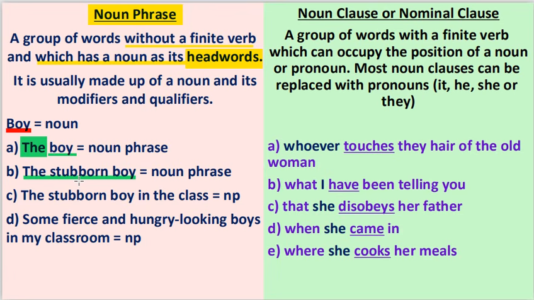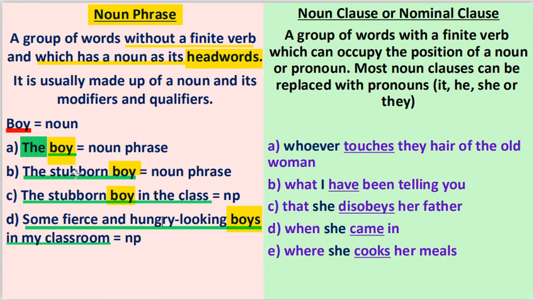Let's go to the next one. The stubborn boy in the class. It is still a noun phrase. All of them are still talking about the boy. Some fierce and hungry-looking boys in my classroom. It is a noun phrase. All of these words, if you look at them thoroughly, do not contain a verb or a finite verb. The boy is the head word, while other words are describing the boy. That is, they are modifying or qualifying the word boy. You can change the noun boy to another noun. You will still have a noun phrase.